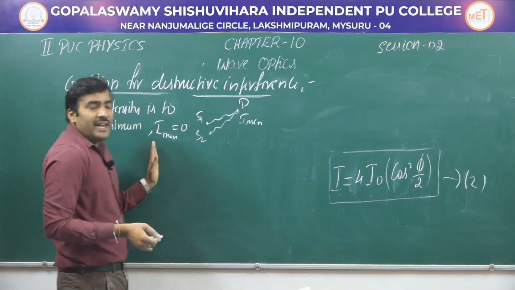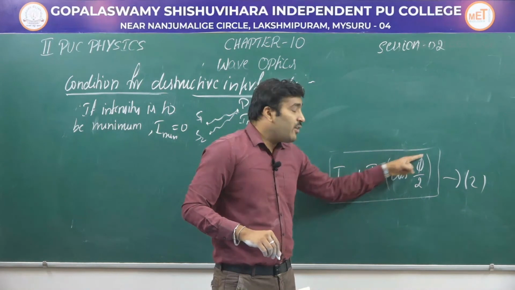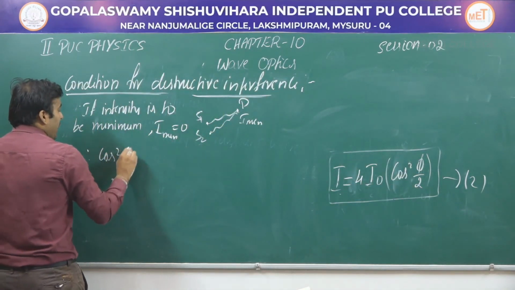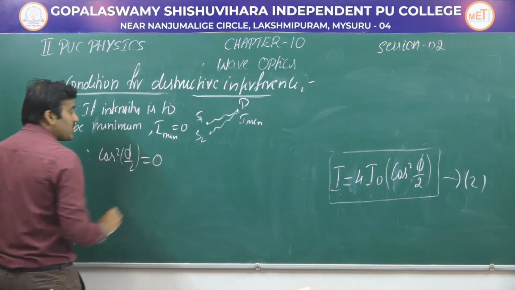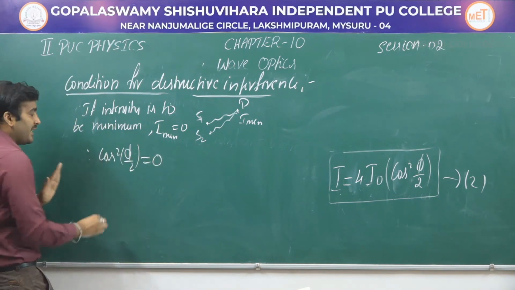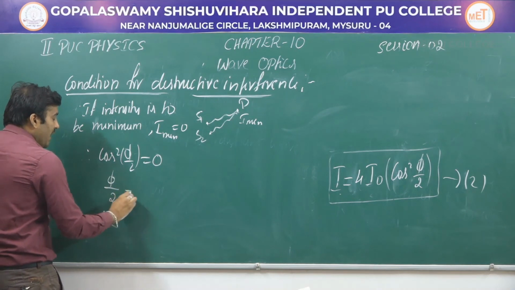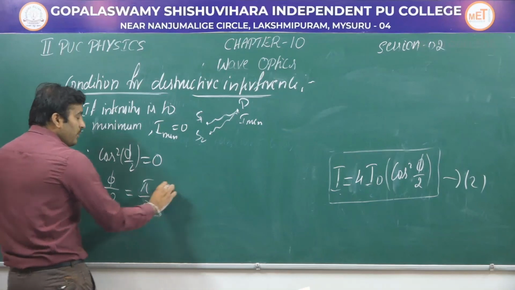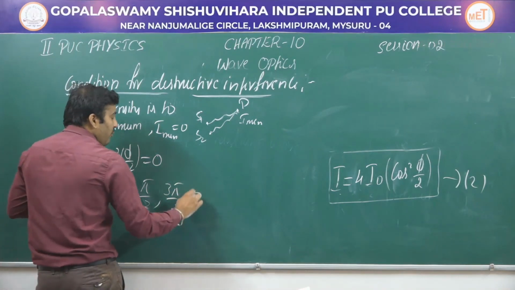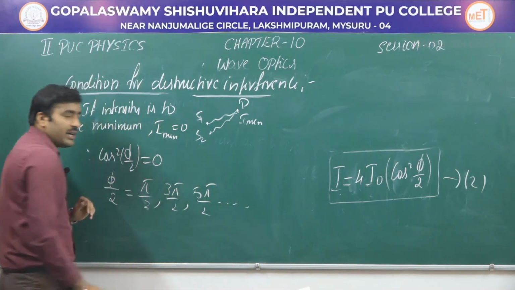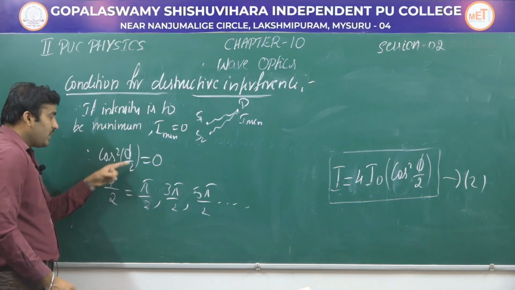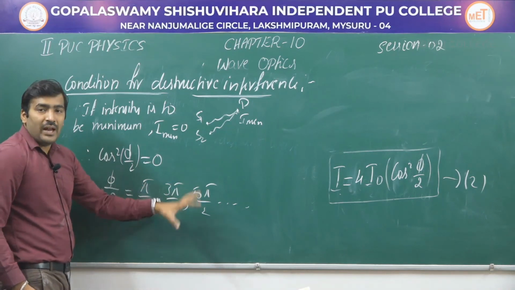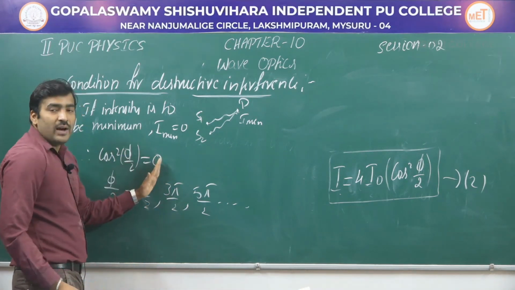So how do we make this I equal to 0? This cos square phi by 2 must be equal to 0. Therefore, cos square phi by 2 will be equal to 0. For this condition to be satisfied, the value of phi by 2 must be equal to pi by 2, 3 pi by 2, 5 pi by 2, etc. Correct? So the angle phi by 2 will be equal to pi by 2, 3 pi by 2, 5 pi by 2 likewise. Then only we get the cos value of 0.